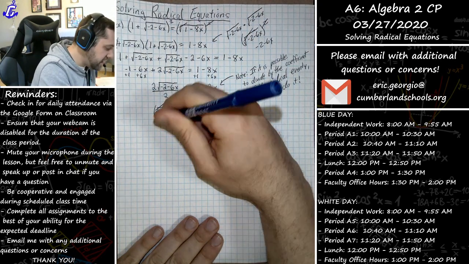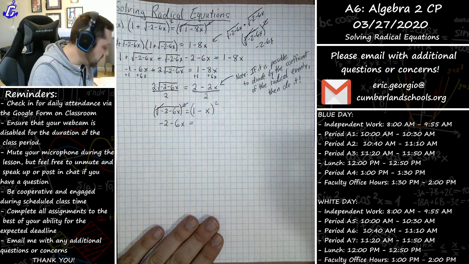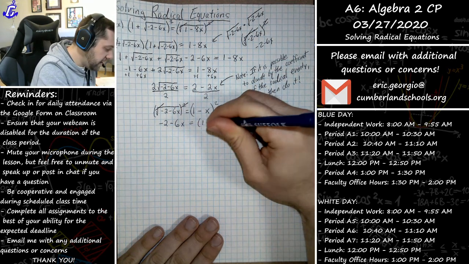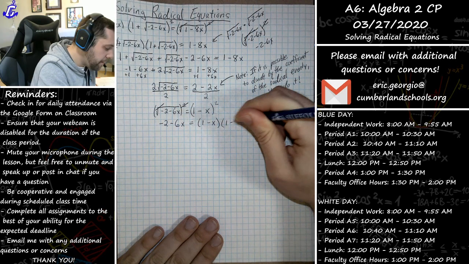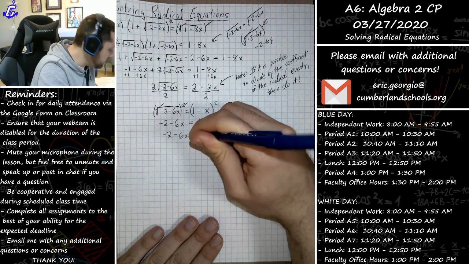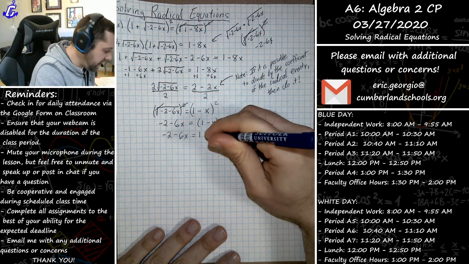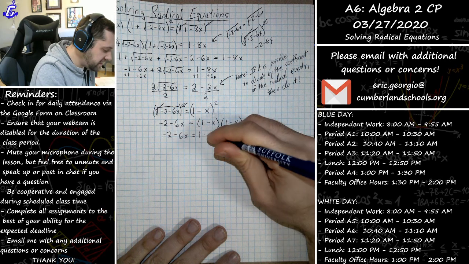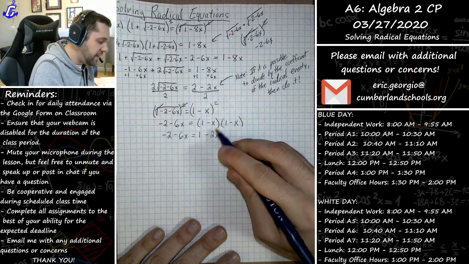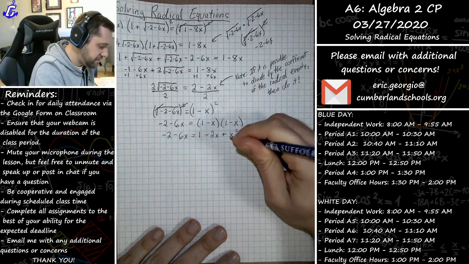Negative 2 minus 6x is what we get on that left side. And that's now equal to, we just have to do a little first, outer, inner, last, 1 minus x times itself. Applying the distributive property, I have negative 2 minus 6x is equal to 1 times 1 is 1. 1 minus x is minus 1x. Another minus 1x in the middle makes minus 2x. And then negative x times negative x is positive x squared.